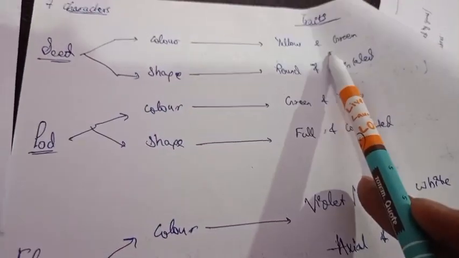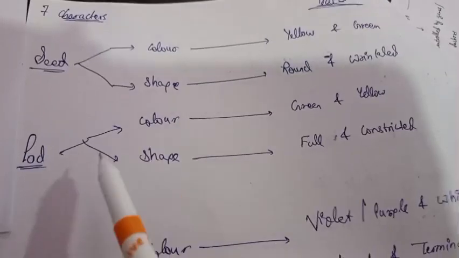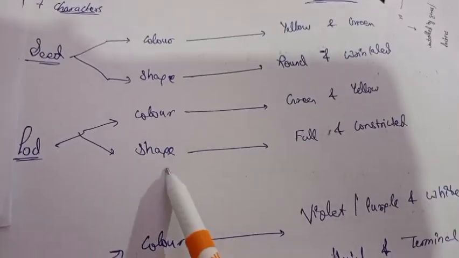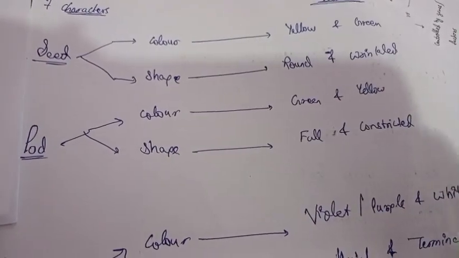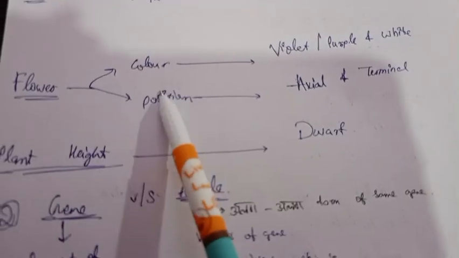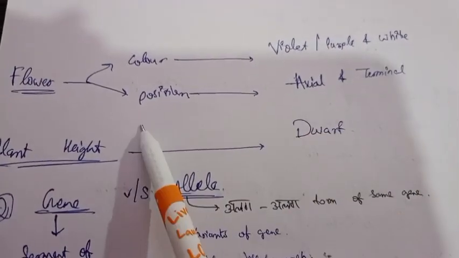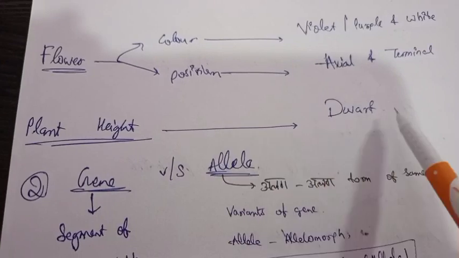Seed color, yellow and green. Seed shape, round and wrinkled. Pod color, green and yellow. Pod shape, full and constricted. Flower color, violet or purple and white. Flower position, axial and terminal. Plant height, tall and dwarf.